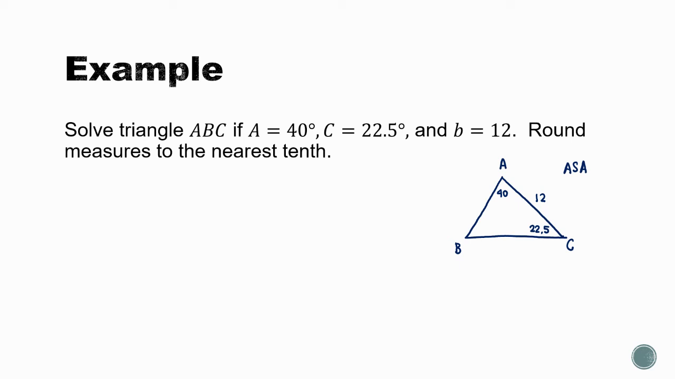But we need to find the 3 missing pieces. Notice that I'm giving you 2 angles. So right off the bat, we should be able to find that third missing angle. So I'm going to take that 180, and then 40 and 22.5 need to be subtracted from it. When we subtract, we get 117.5 degrees.